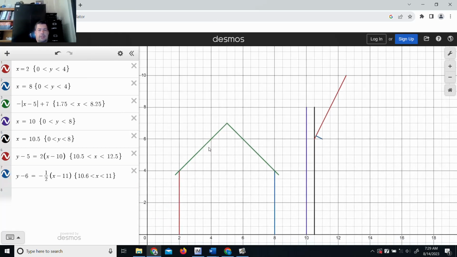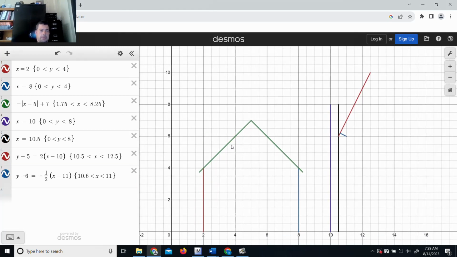But your project is to simply draw me something in Desmos. And you have to use absolute value, equations of lines. Don't have to use circles, you can if you want. But it's not hard. It'll take you some time.